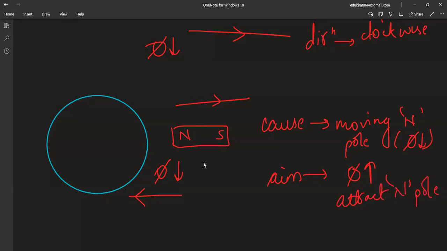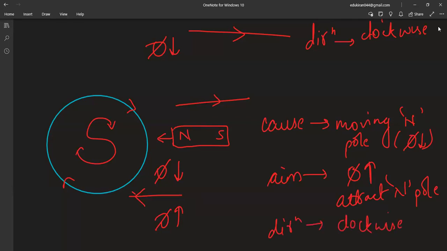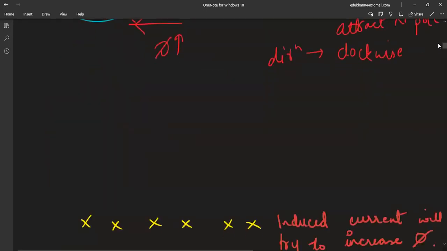Clear? Why not repel? Because if it will be repelled, then it will move further away and field lines will decrease further. That's not our aim. Our aim is to oppose it. Do exactly whatever is the instruction, do exactly opposite to it. If flux is decreasing, we have to increase the flux. So if flux is decreasing and this develops south polarity, the bar magnet will move towards itself. Flux will then increase. And so what will be the direction of induced current? Induced current's direction will be clockwise. This is how you have to solve all the questions of Lenz law.